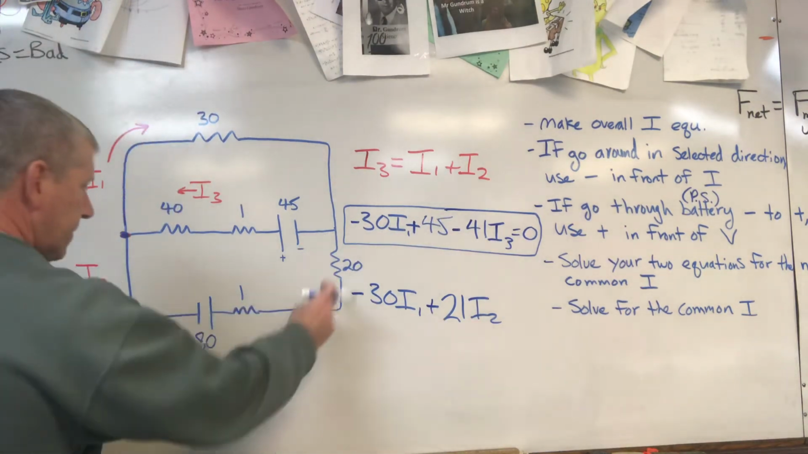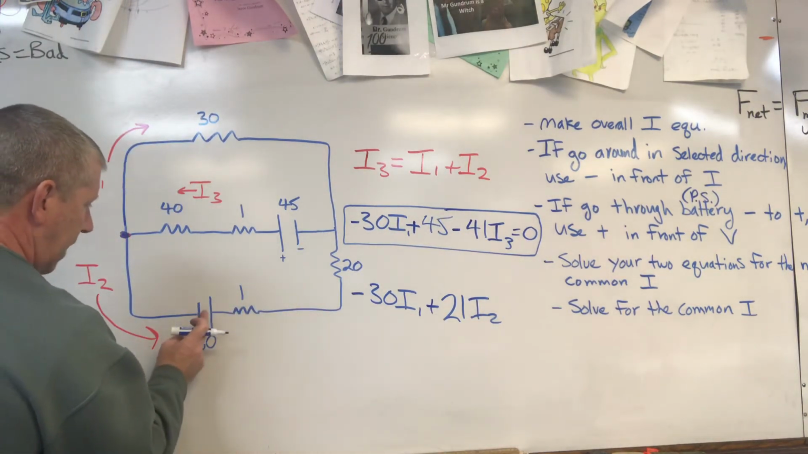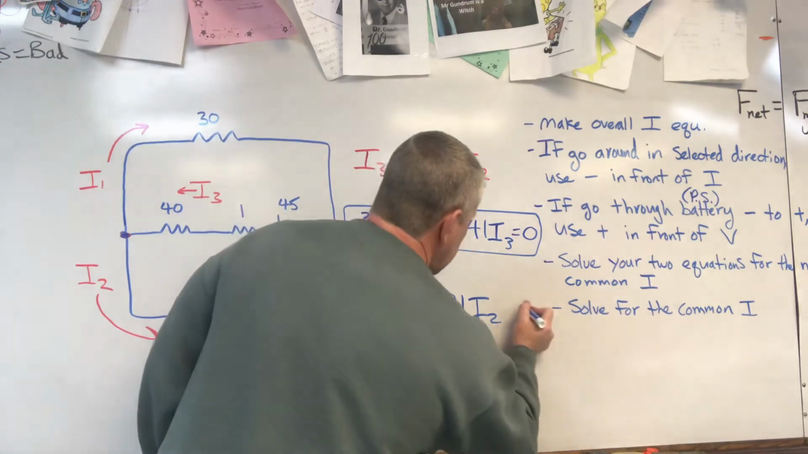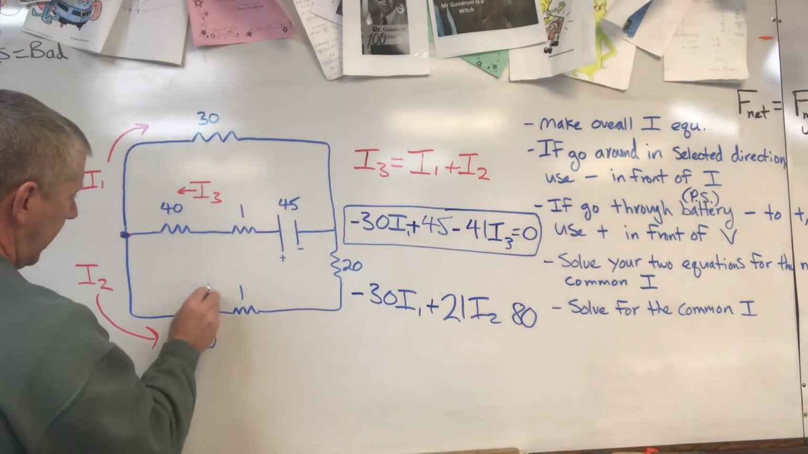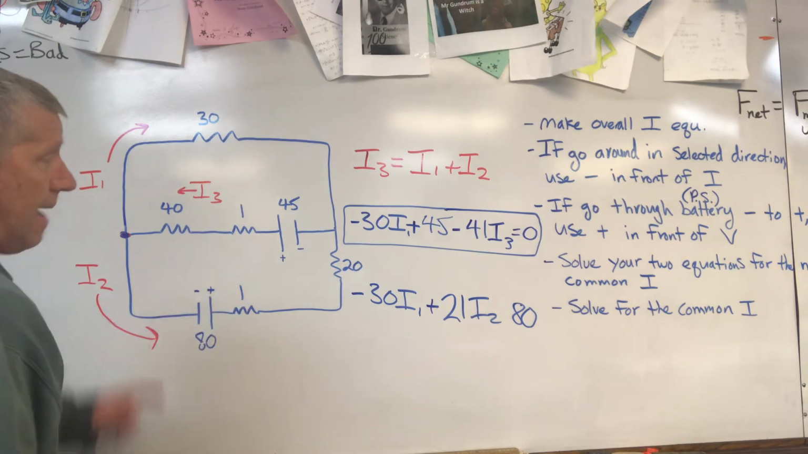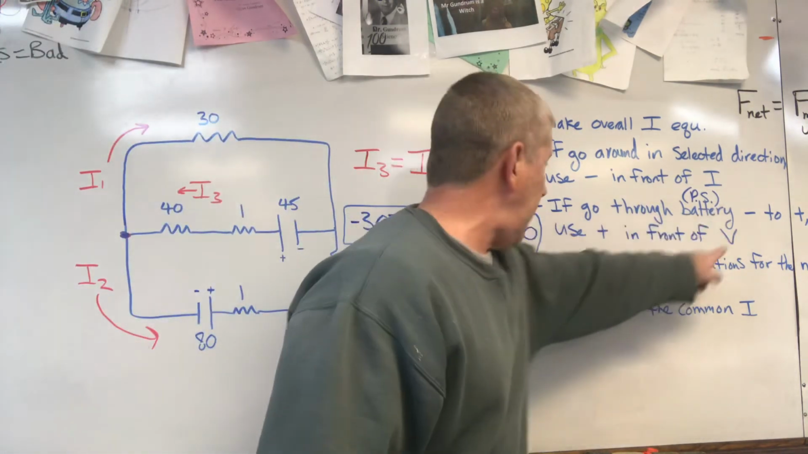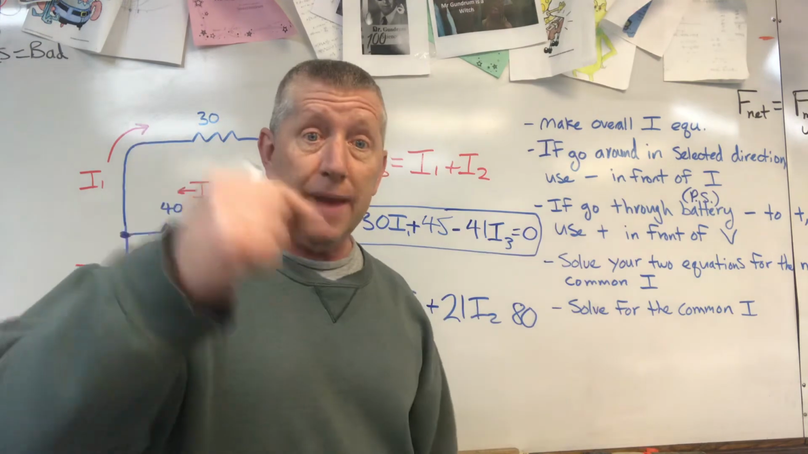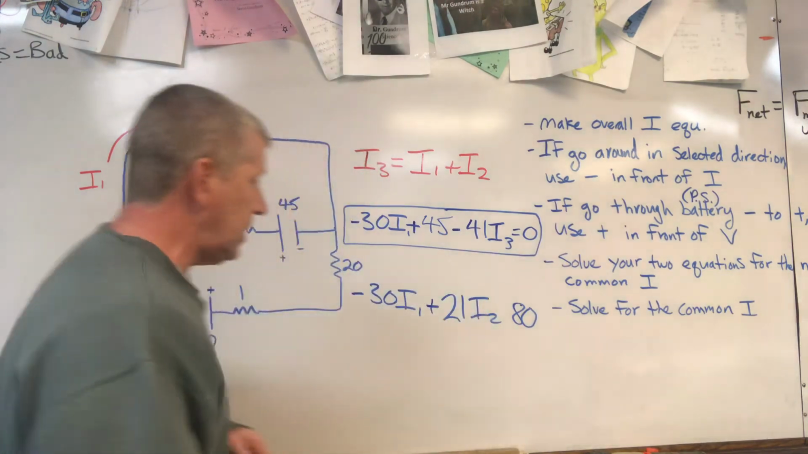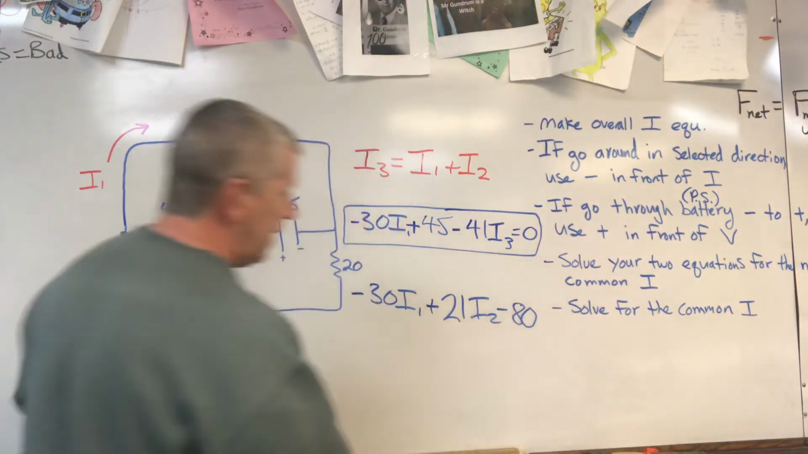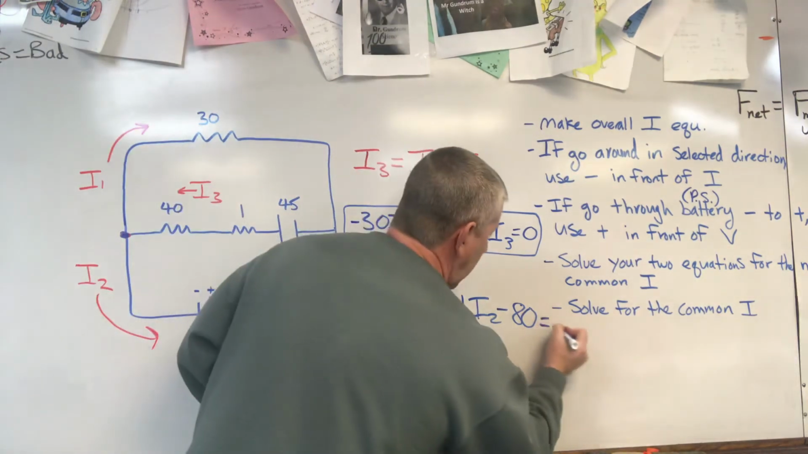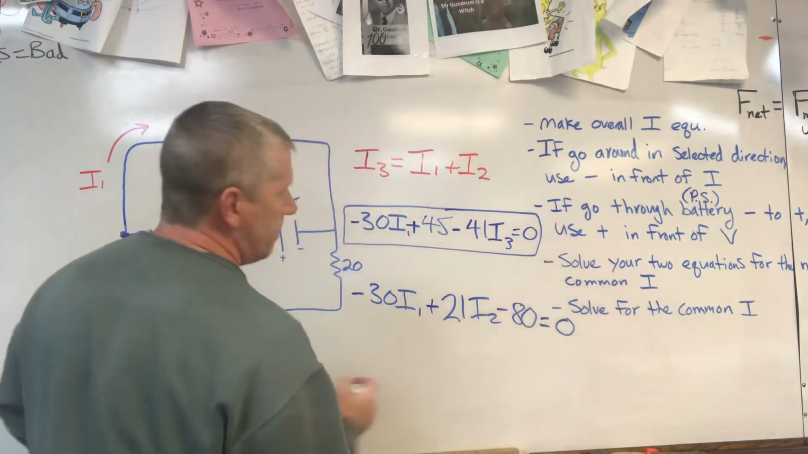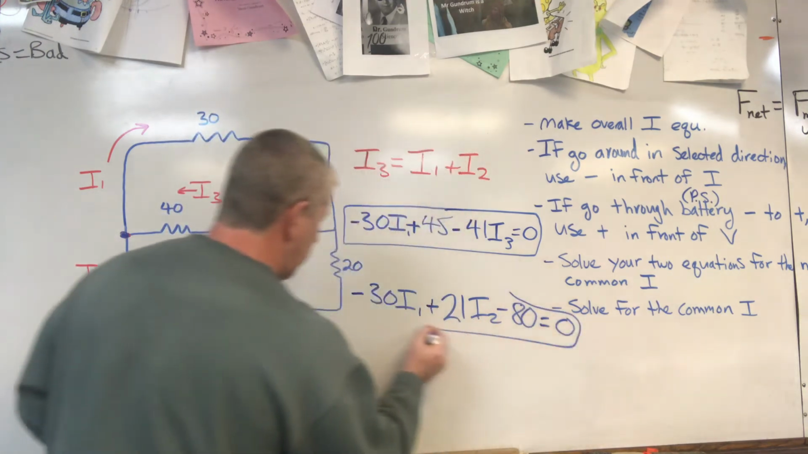All right, now I hit this battery, this power source. That's 80 volts. However, I'm going through it positive to negative. If you go through negative to positive, use a positive. If you go through positive to negative, use a negative. It's the opposite. So I have to put a negative here in front of the 80. Then I'm back to where I started, so I've used up all the voltage. There's no voltage available left around that portion of the circuit.